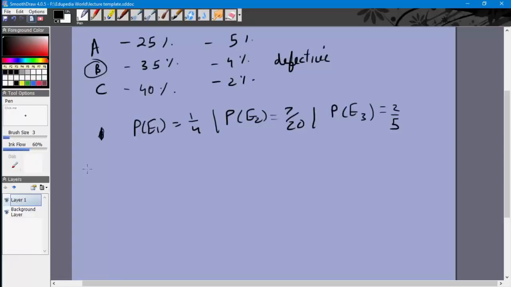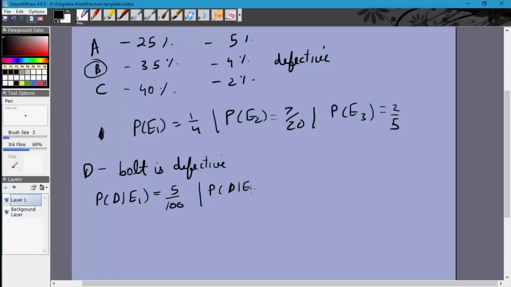So let's say there is an event D which is that the bolt is defective. So what is P of D conditional E1? Given that it is made from the first one, what is the probability that it is defective? 5% or 5 by 100. I'll not cancel this because we'll write all of them in the same terms. P of D conditional E2 is equal to 4 by 100 and P of D conditional E3 is equal to 2 by 100. What we need is P of E2 conditional D.